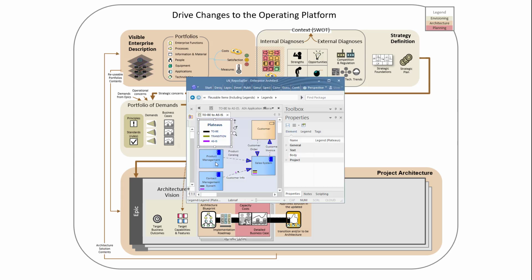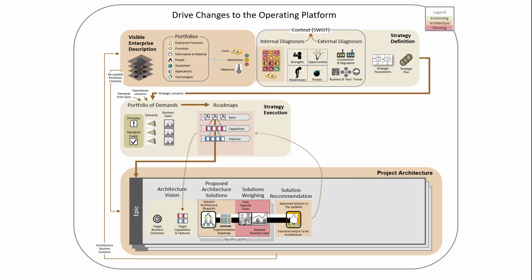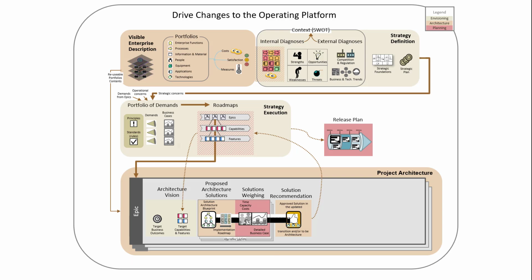Now, you need to update the enterprise description. Indeed, the target solution being approved means that the to-be state needs to be updated. You also need to align the status of your epic in your project portfolio. And you need to add this epic to your release plan.